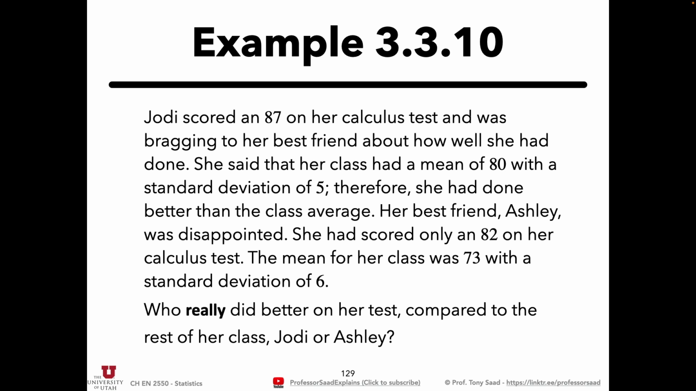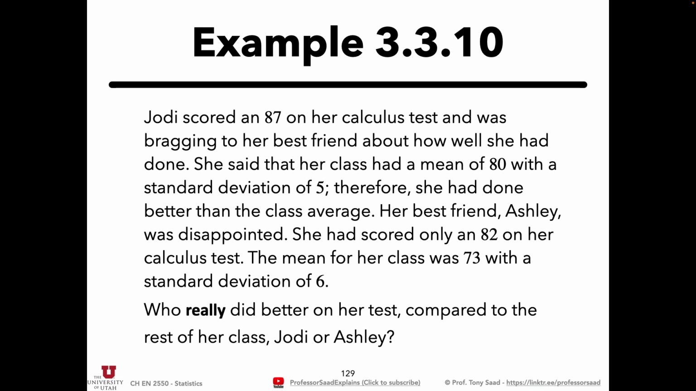So Jody apparently scored 87 on her calculus test. She's taking section 1 with Professor A, and was bragging to her best friend about how well she had done. I'm not sure she's her best friend now, but you know. She said that her class had a mean of 80 with a standard deviation of 5. Therefore, she had done better than the class average. True, she's got 87. The class average was 80, and the standard deviation was 5, so she's still above 1 standard deviation.